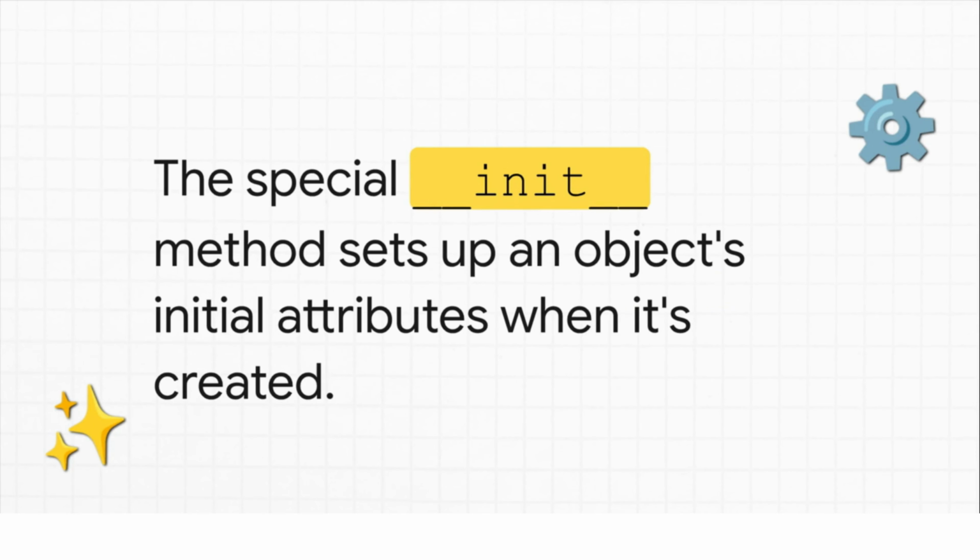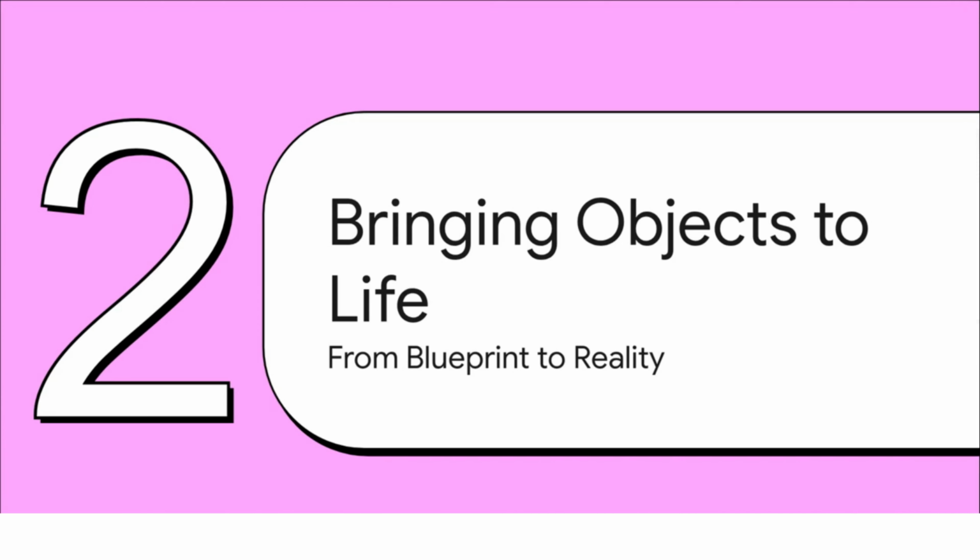Now for the cool part. To give our blueprint some starting properties, we use a special method called __init__. Think of this as the setup instructions. It runs automatically every single time we create a new dog. See that self thing? That's just how the object refers to itself. So self.name equals name is just saying, okay, take the name we were given and attach it to me, this specific dog. So we've designed our blueprint. It's time for the fun part. Let's actually use it to build some real individual dogs, from blueprint to reality.